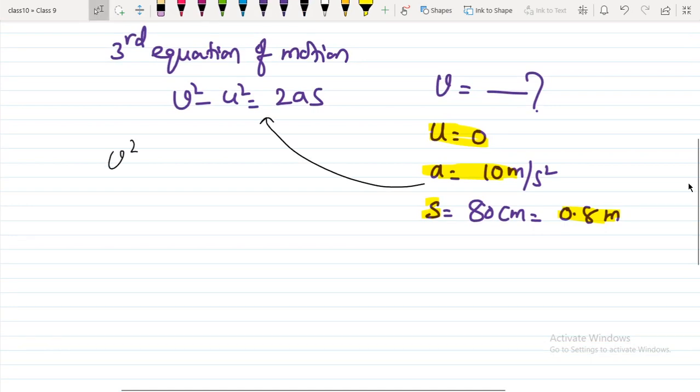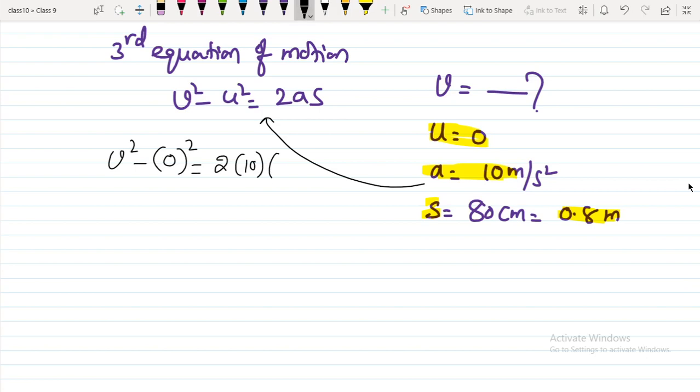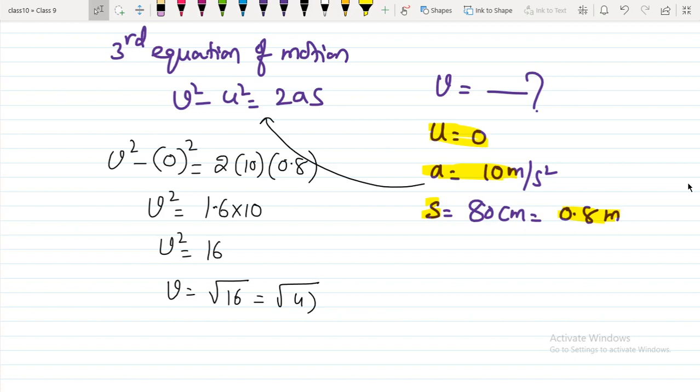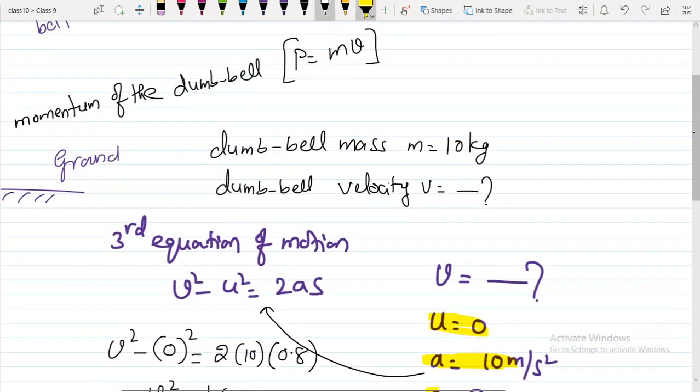So v square minus u square, which is 0 square, equal to 2 times 10 times 0.8. Therefore v square equal to, if we multiply that, 1.6 times 10. So v square equal to 16. And v equal to under root 16, which equal to under root 4 square, which equal to 4 meter per second. So this is the final velocity of the dumbbell.